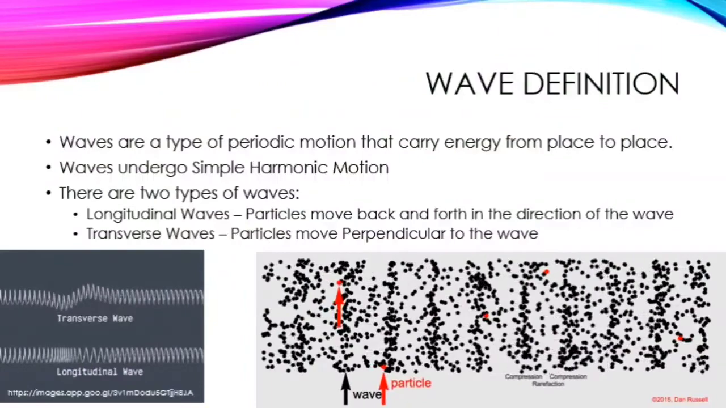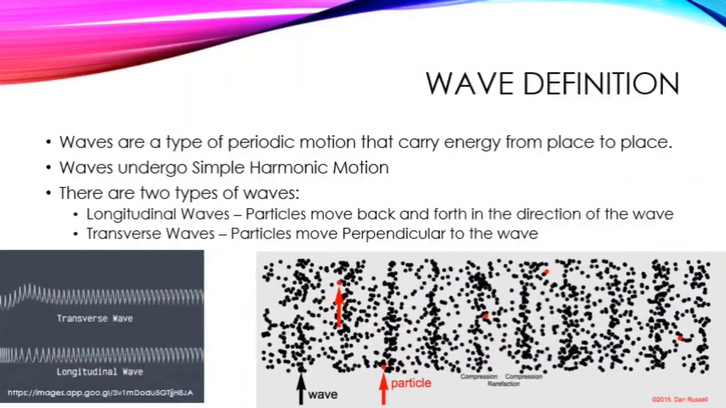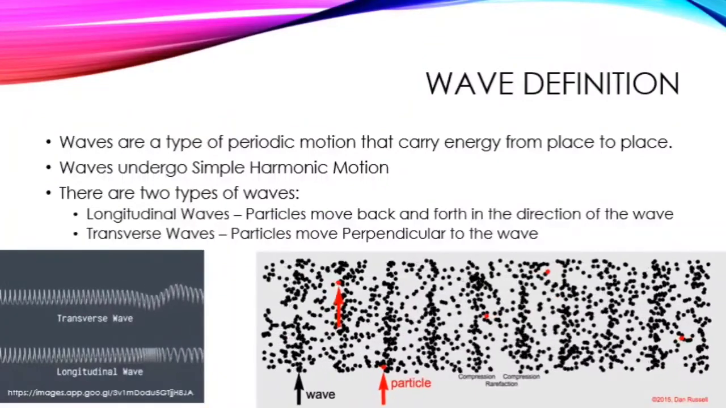So this is what it looks like with individual particles. You'll notice that the wave looks like it's moving across, whereas the particles are just moving back and forth. No one particle is moving all the way across the wave. The particles are just moving back and forth, and the wave itself is what's going from left to right.